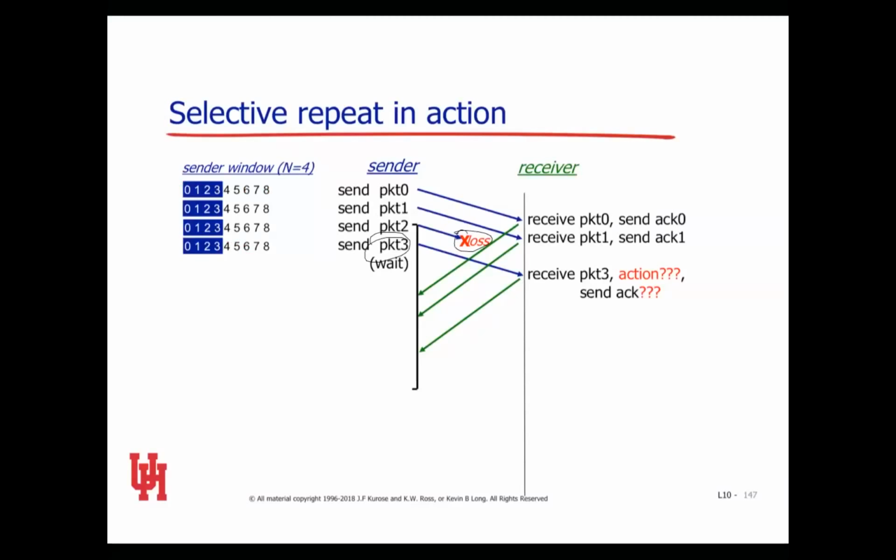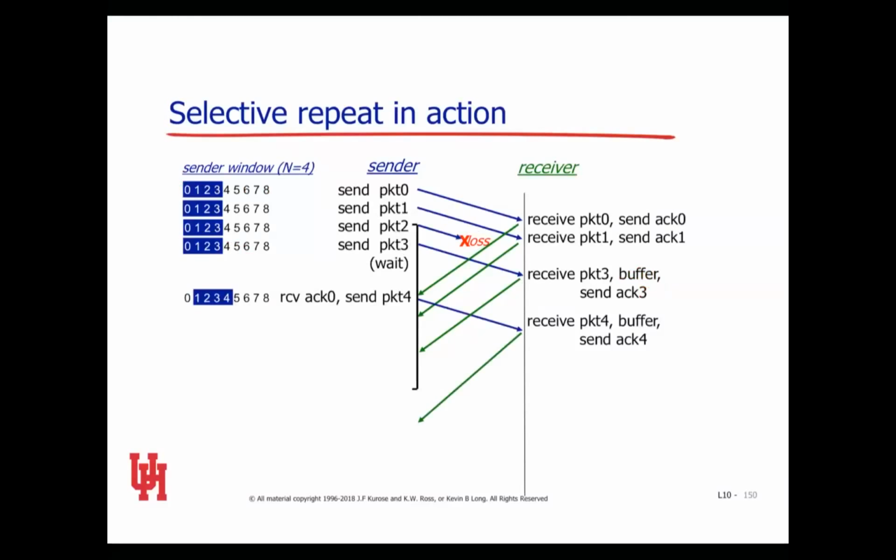What am I going to do now? Am I going to throw it out? Well, selective repeat says no. Buffer it and send an acknowledgement for packet 3. So on the sender side, I acknowledge 0. I slide the window over, start a timer. I acknowledge, and I have room for another packet. I get my second acknowledgement. I slide my window over. I start a timer for 2, and I have room for and send, in fact, send another packet here.